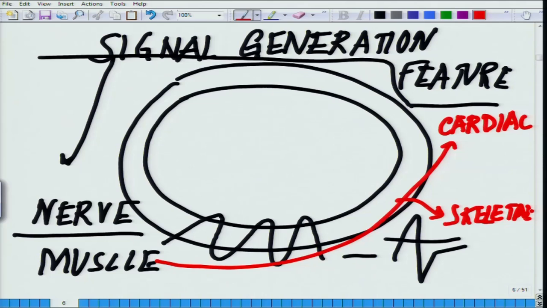And apart from it, there is another set of muscles which are called smooth muscles, which line your intestinal or gastrointestinal tract. So, these cells have the feature of generating electrical signals as well as chemical signals. So, this is another feature of these kinds of membranes.